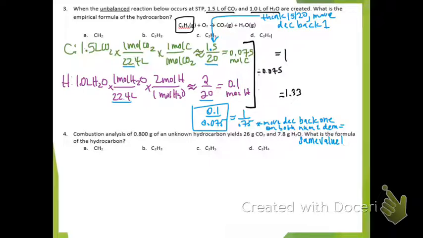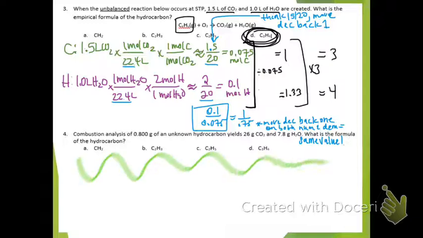We didn't get to whole numbers though, so we still need to times till whole. To get to a whole number, since we have 1 1/3, we're going to want to multiply by 3, giving us 3 carbons and 4 hydrogens, which is going to be answer choice D. So again, on number 4, take a moment and try it out on your own without a calculator. Resume the video when you're ready for the solution.